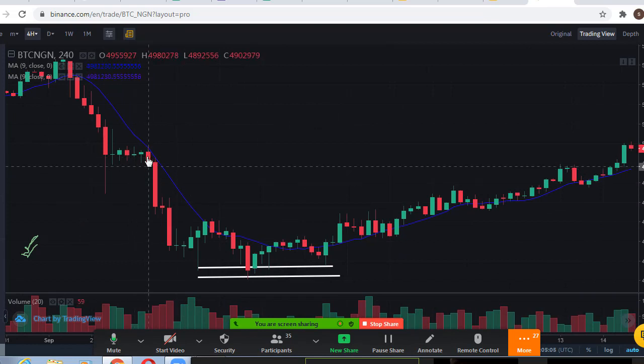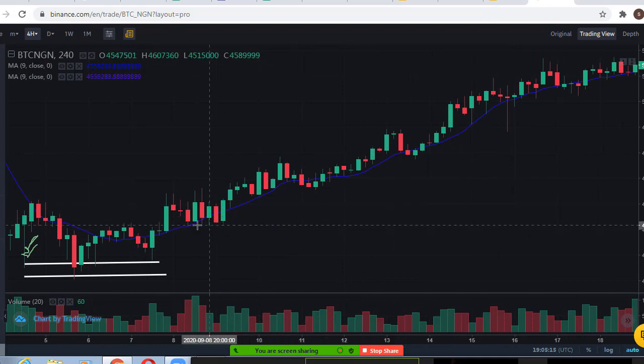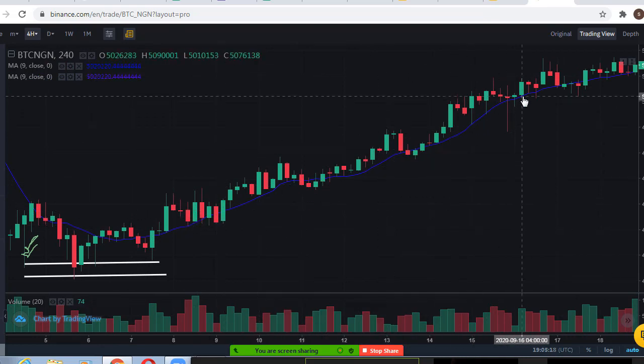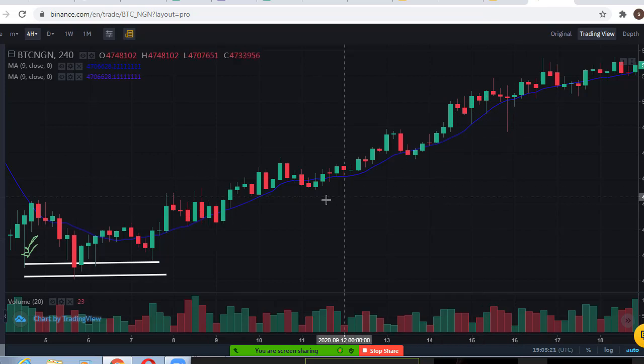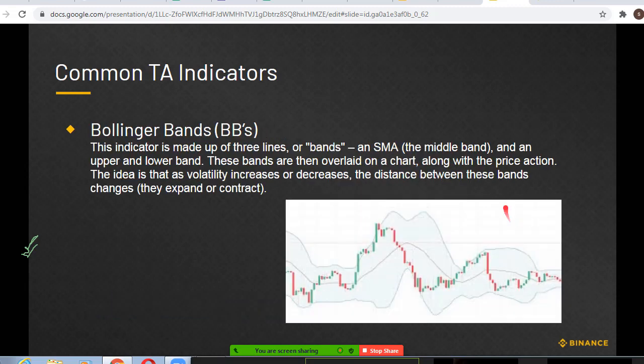Okay, so when it hits the moving average, in this case the market goes down, you are expecting that when it comes back to hit this level, it will still go down. The same thing in the case of an uptrend. So it's very simple to use the moving average. The moving average in the case of an uptrend has a dynamic support, while the moving average in the case of a downtrend, when the market is going down, acts as a dynamic resistance. Take note of that. The last indicator we're talking about is Bollinger Band.